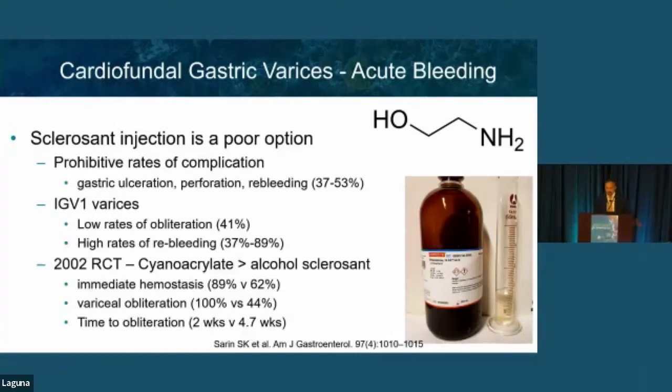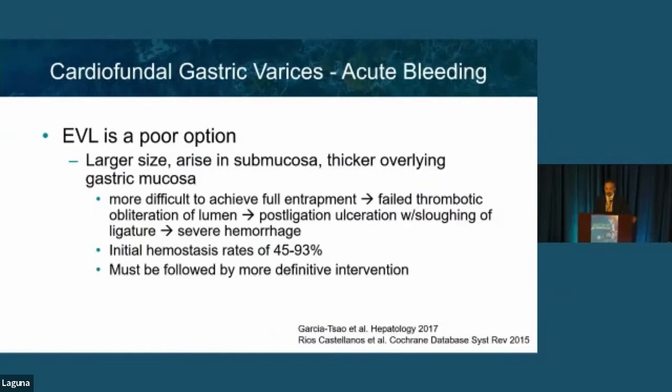Quick note on cardiofundal gastric varices in terms of alternative therapies. Sclerosants, ethanolamine, really, we're not using that nowadays. There's a prohibitive rate of complications in terms of ulceration, perforation, and rebleeding. And a randomized controlled trial in 2002 was published comparing cyanoacrylate to alcohol sclerosants, showing superior hemostasis, superior obliteration, and time to obliteration. So really, ethanolamine and other sclerosants have fallen by the wayside.